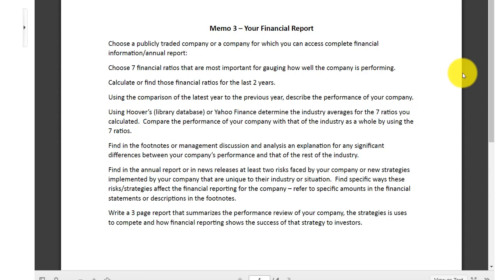I would probably advise you not to choose a bank or other financial company, as those are a little more difficult to interpret. But if you do, that's fine too. But be ready for a little more deciphering that you'll have to do, because their financial information is presented in a slightly different format.